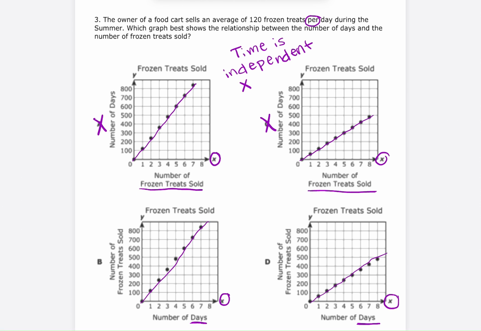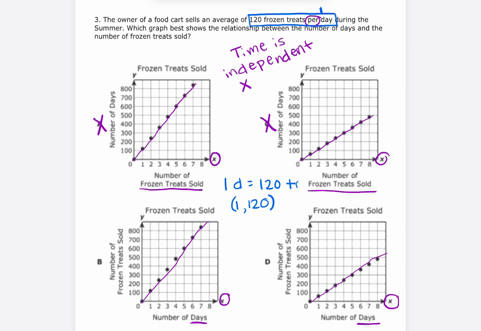So now we're going to go back up to the problem, and I have to find my two numbers. So 120 frozen treats per day. So in one day, when it says per, that means one. So in one day, this food seller can sell 120 frozen treats. So one day equals 120 treats. Okay? And again, that can be written like a coordinate. So my first dot has to be at 120.